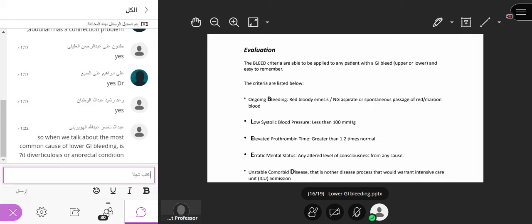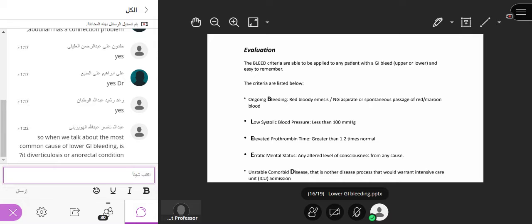And erratic mental status because of defective oxygen saturation, the supply to the brain is disturbed, so you have an erratic mental status like abnormal behavior, confusion in your thinking. So if you see such patients, bleeding, pressure is low, prothrombin time is high, and confusion, so you say he is bleeding.